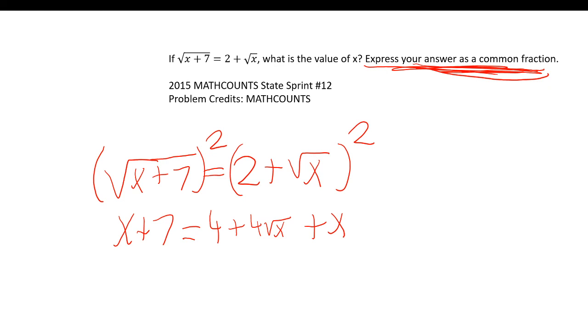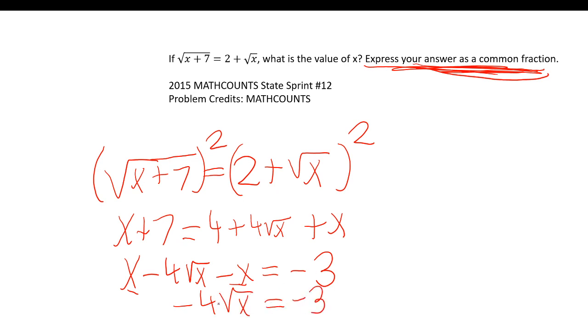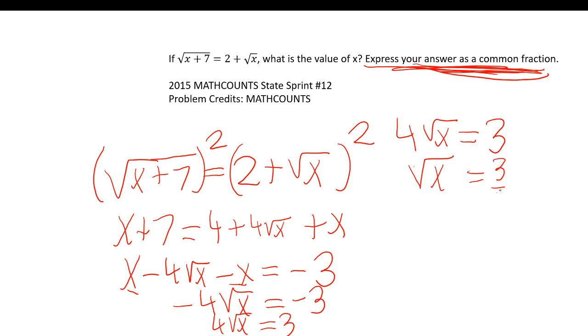We're going to bring all of our x terms over here. So we're going to have x minus 4 root x minus x equals 4 minus 7, which is -3. So now these cancel. So we have -4 root x equals -3. Both negative. We can multiply all terms by -1. We get 4 root x is equal to 3. So I'm going to rewrite the resulting equation. 4 root x is equal to 3. We want the value of x, so the square root of x is equal to 3/4.